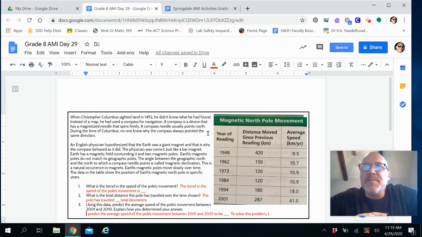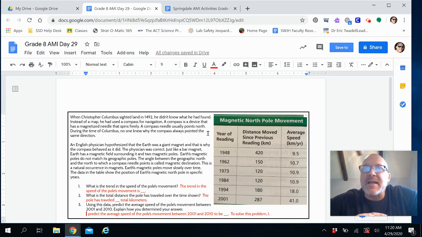When Christopher Columbus sighted land in 1492, he didn't know what he had found. Instead of a map, he had used a compass for navigation. A compass is a device that has a magnetized needle that spins freely. A compass needle usually points north. During the time of Columbus, no one knew why the compass always pointed the same direction. An English physician hypothesized that the Earth was a giant magnet, and that is why the compass behaved as it did. The physician was correct.